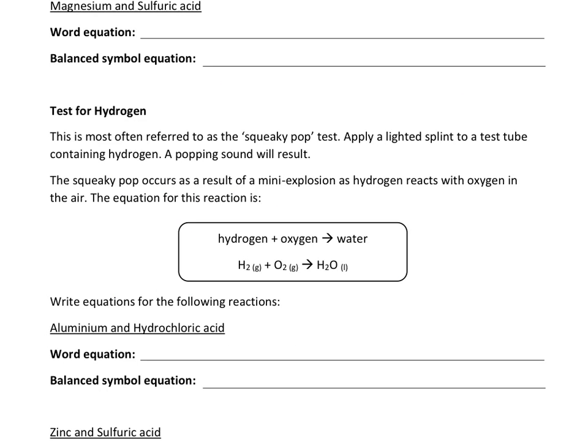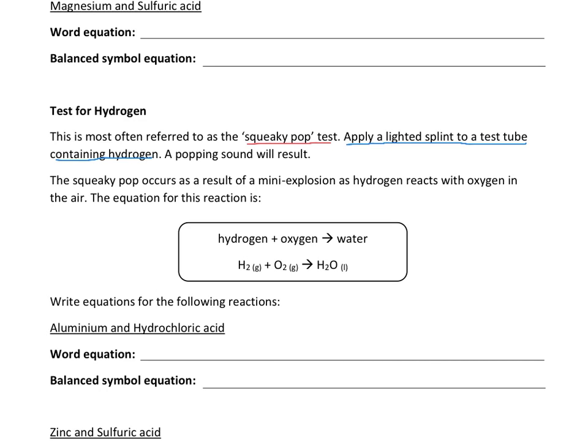So about halfway down page number 6 you have an explanation of the test for hydrogen. And as it says, we usually refer to it as the squeaky pop test. Now, if you were asked in an exam, what is the test for hydrogen? You would need to say this sentence. Apply a lighted splint to a test tube containing hydrogen.